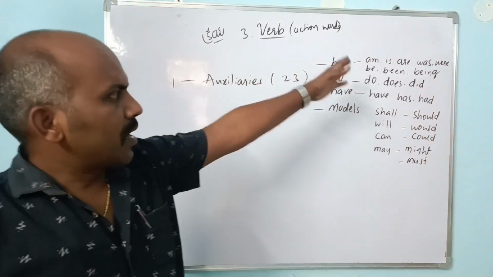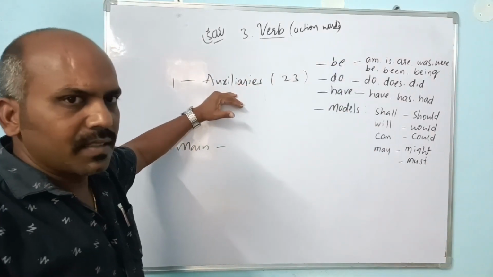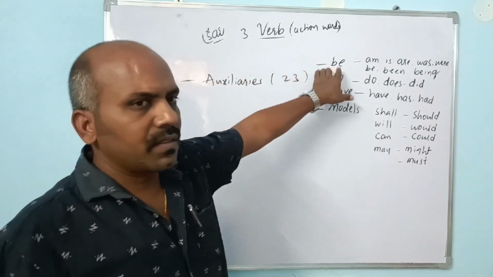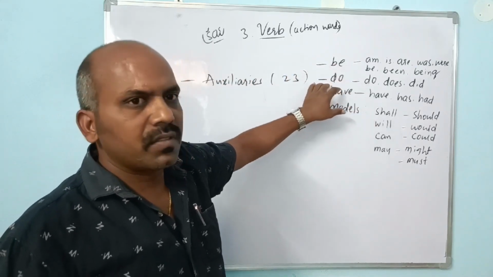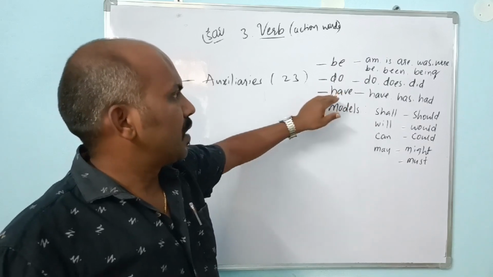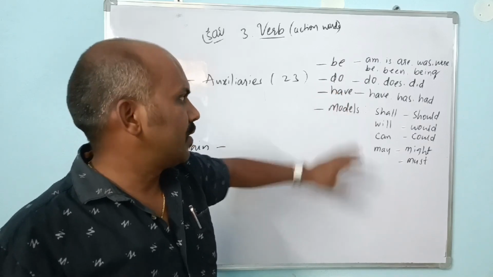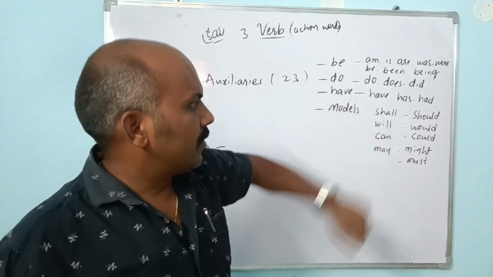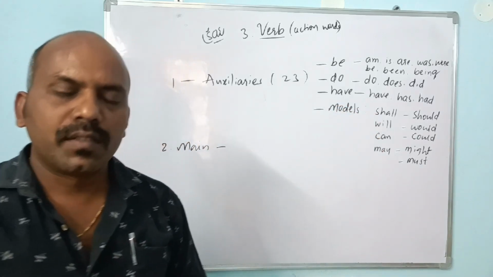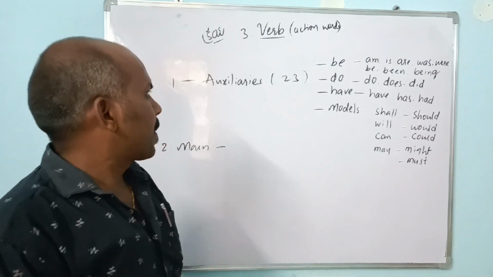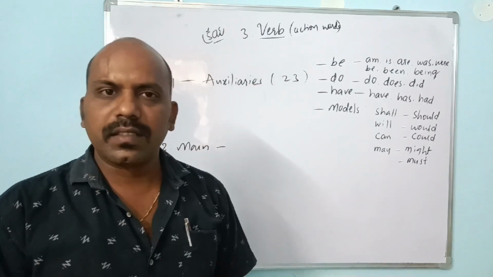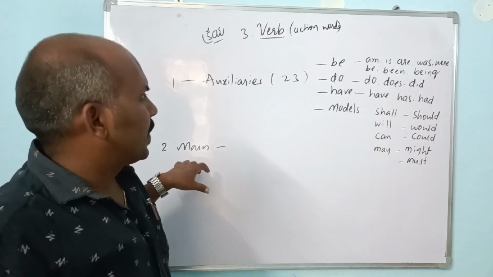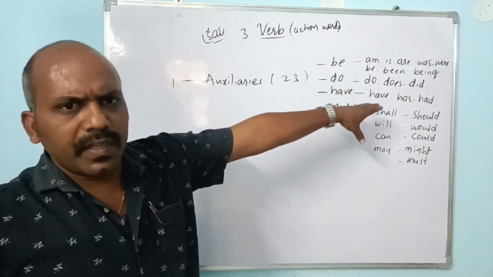So those all come under auxiliaries. As I said, there are 23. Be forms are 8. Do forms are 3, that is 11. Plus have forms are 3, that is 14. Plus modals are 9. Total together 23. So there are 23 auxiliaries in English. Then next are called main verbs. Don't we call these main verbs?